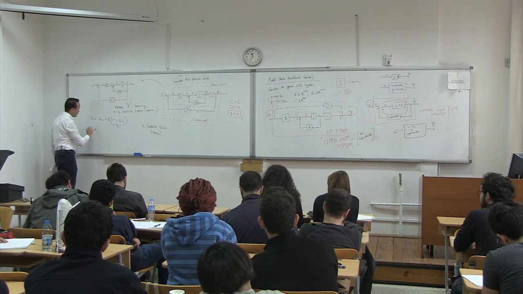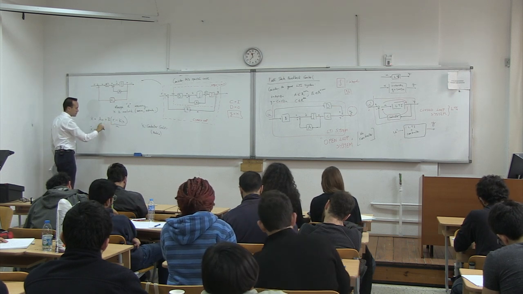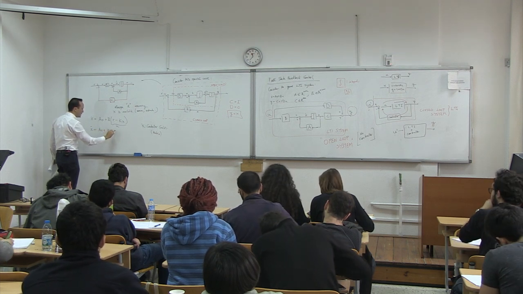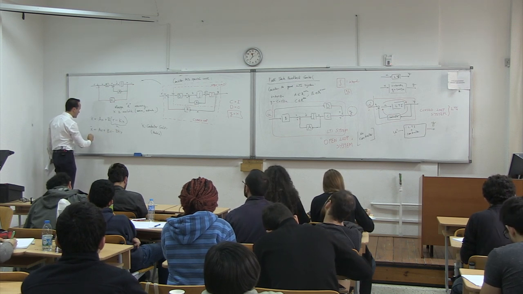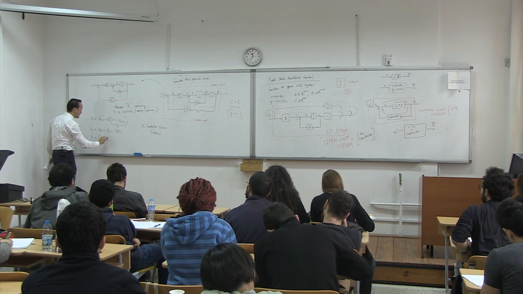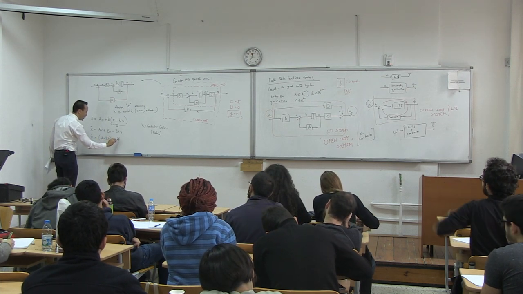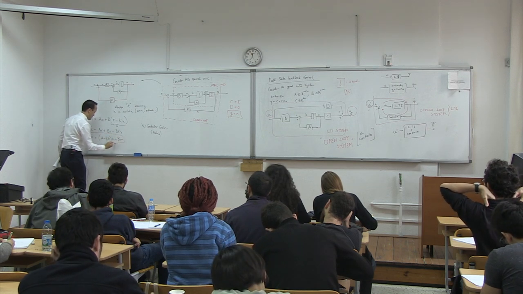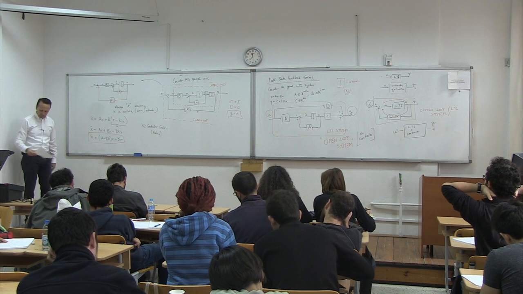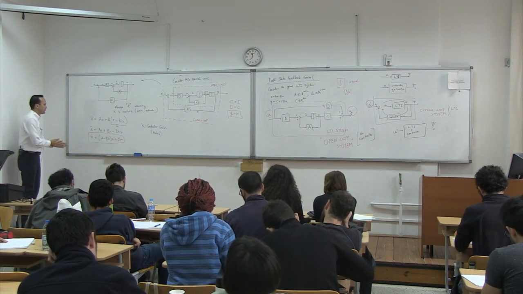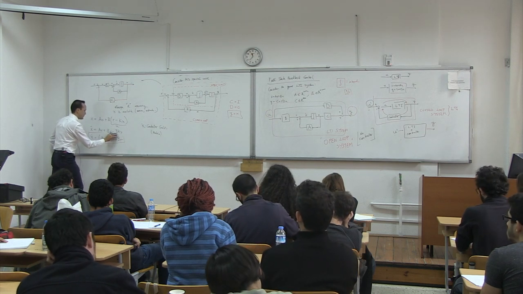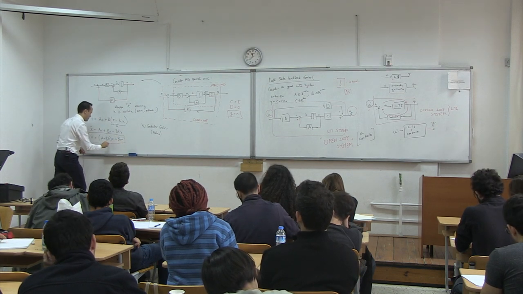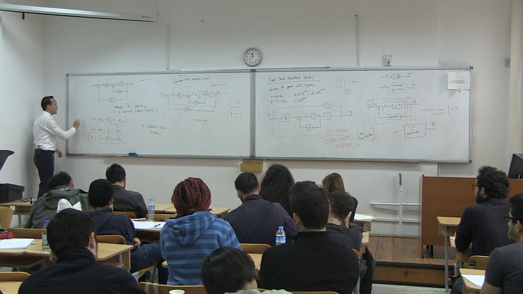So, X dot is equal to, let's do some multiplications and manipulations here. What do you get? You get AX plus BR minus BKX. X dot is equal to A minus BK times X plus BR. Okay, and this represents this.